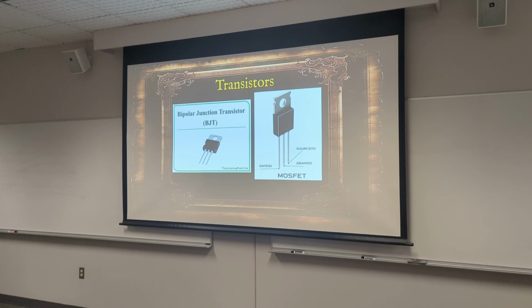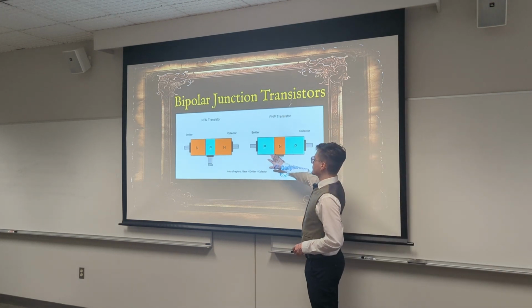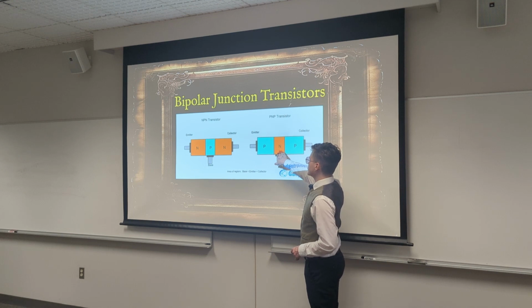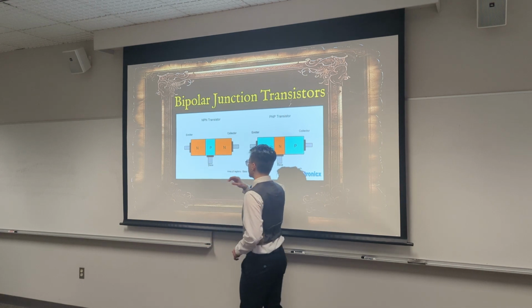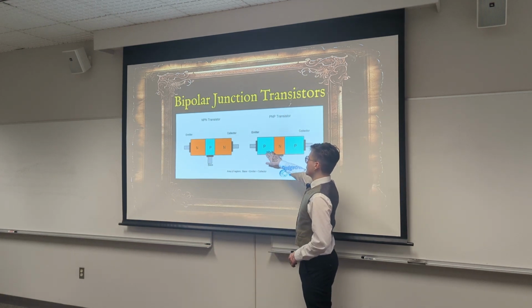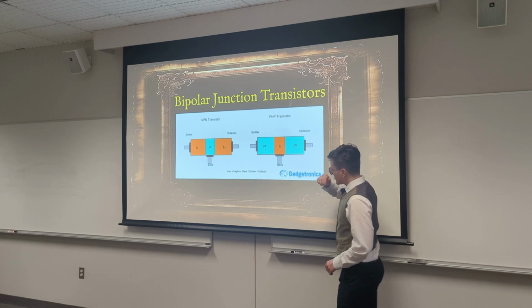Now, after diodes, we have transistors. Transistors are very similar to diodes, except they have an extra doped layer. We've got bipolar junction transistors and field effect transistors. Bipolar junction transistors look like this. They've got two p-doped sides and an n-doped interior, or two n-doped sides and a p-type interior. One side is called the emitter, the other side is called the collector, and the interior is called the base.